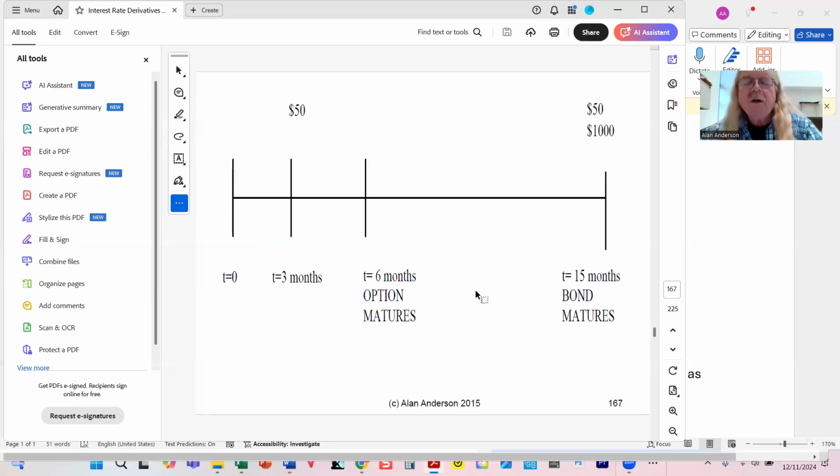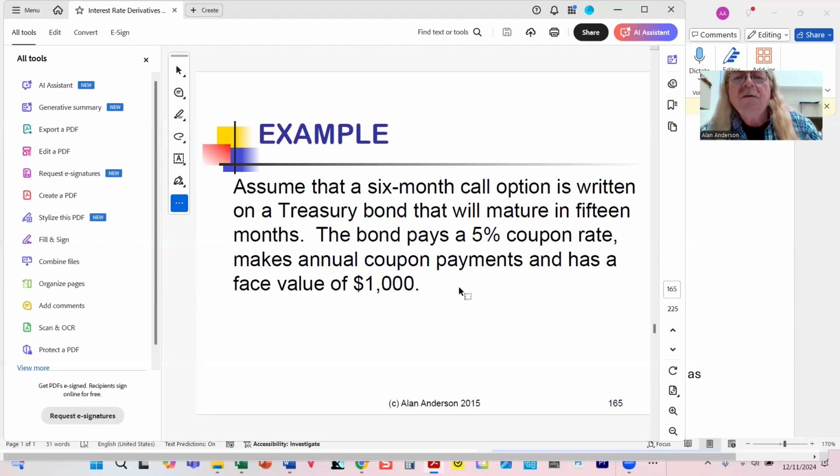So here's an example where we've got an option on a bond. It's a 6-month call option on a treasury bond that matures in 15 months. The bond pays a 5% coupon rate, and the coupon payments are made annually, and the face value is $1,000, which means that when you buy this bond, you pay $1,000, then up until the maturity date, you collect a 5% coupon until the final day, at which time you receive your $1,000 back.